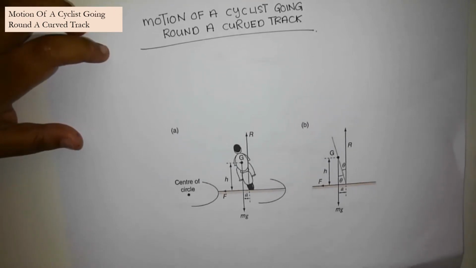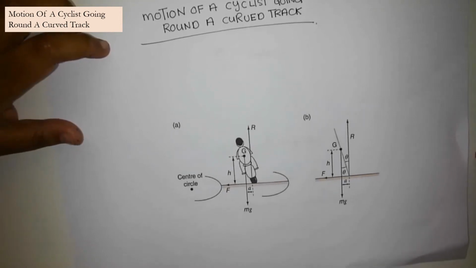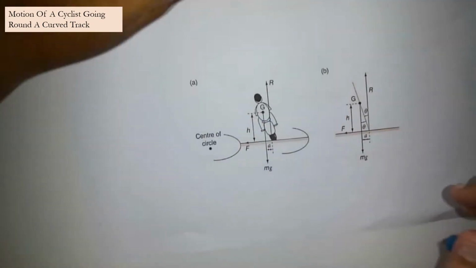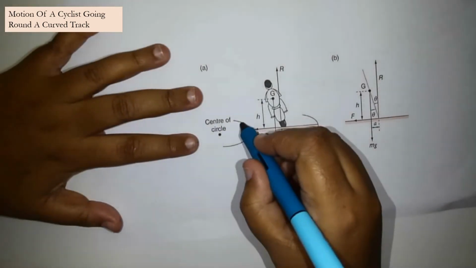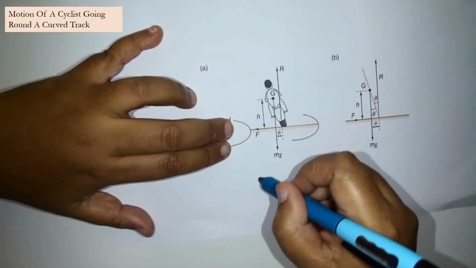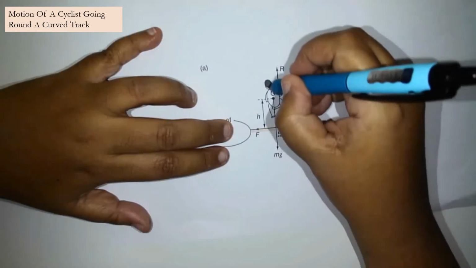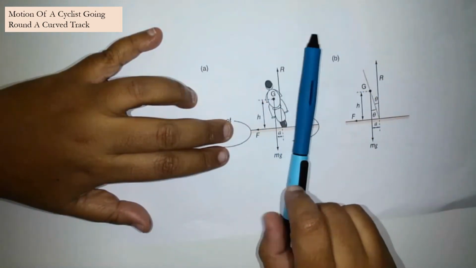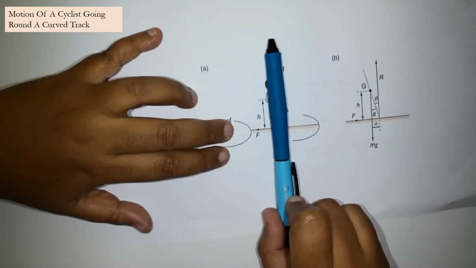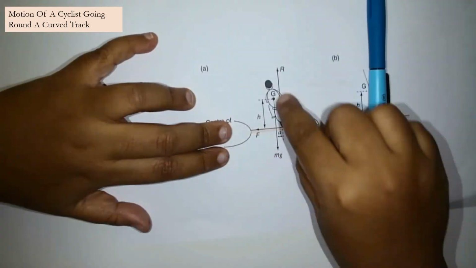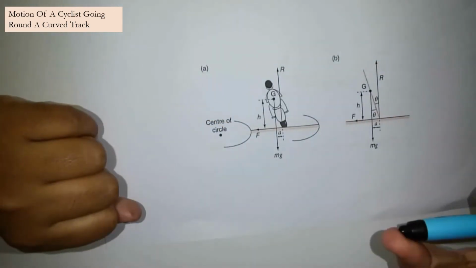Now this motion of a cyclist going around a curved track can be found in your Oxford Fajar book, page 117. Okay, we have a cyclist here going around a curved track. So this is the curved track, so it's going around like this. And as he goes, you realize that he has bent his body as he goes around the curve.